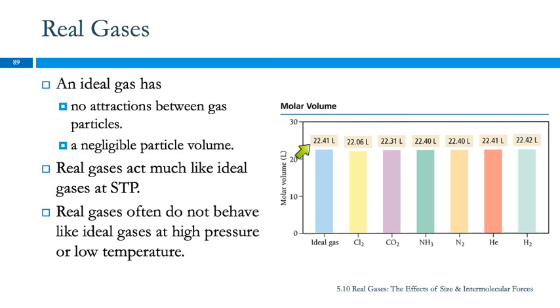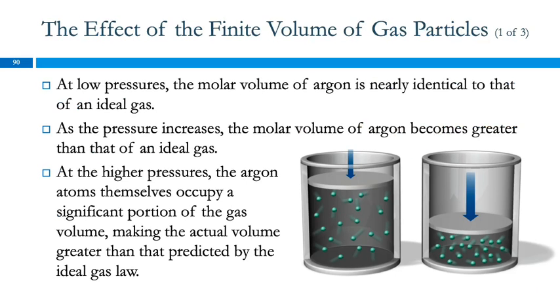So an ideal gas is 22.41 liters, and we see that these other gases are very close, and helium even nails it, it's exactly the same. Look at him. But if we get high pressure or very low temperature, then we start to see deviations.